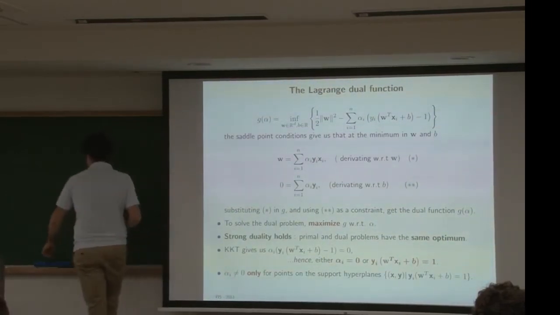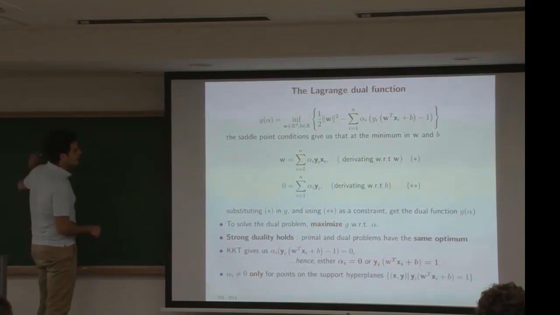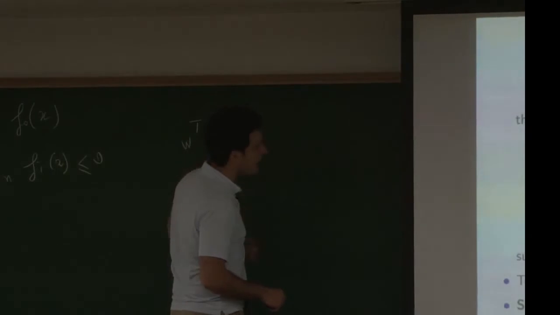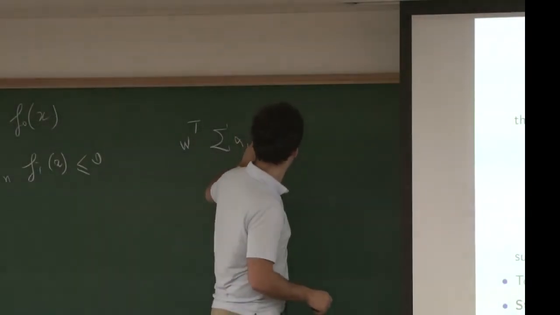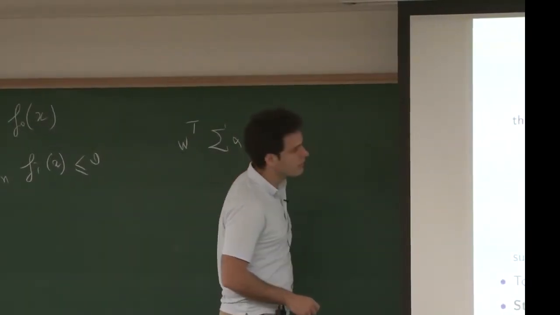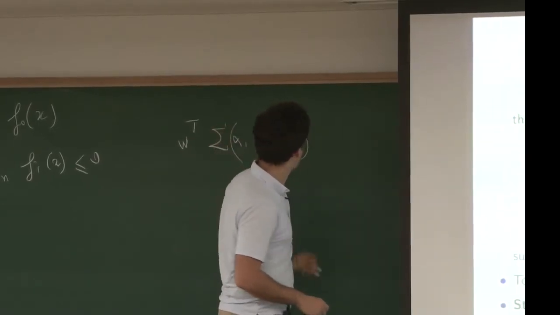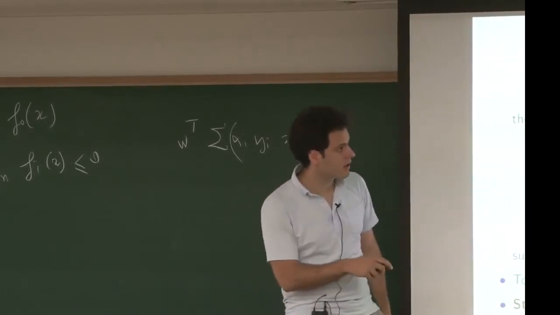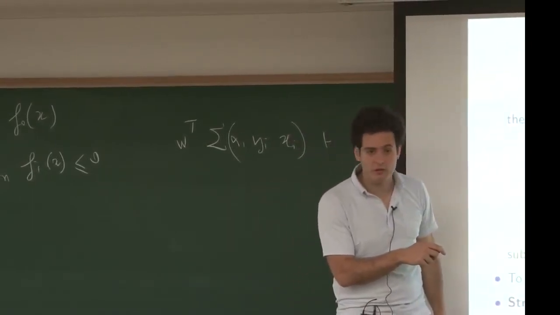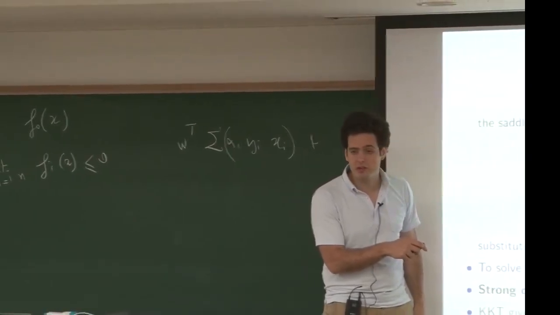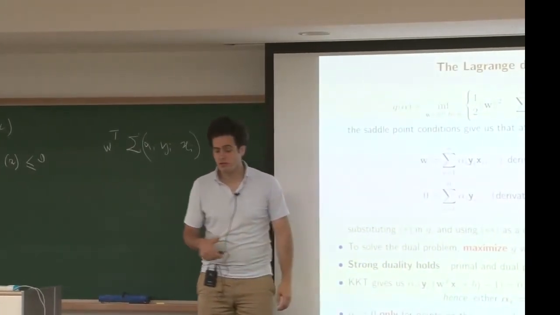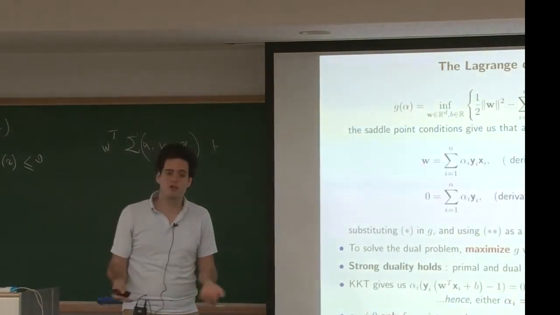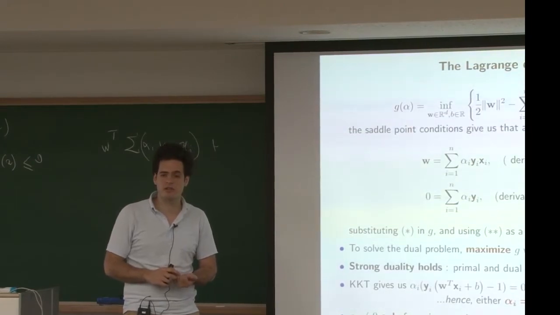Actually, you could write it as W transpose times the sum of alpha i, yi, xi, plus a term in b, etc., and then a constant. So you have a quadratic term in W, a linear term in W and b, and a constant. So how can we minimize this? Well, this is easy. It's just a quadratic function. You just set the derivative to 0.